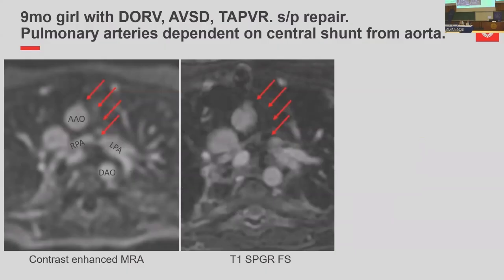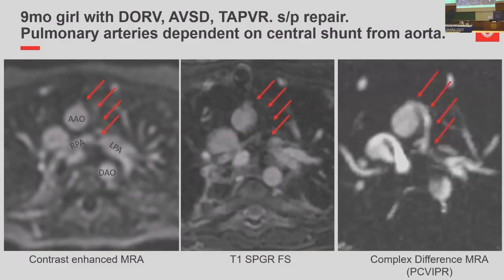This is the last case. A 9-month-old girl with complex congenital heart disease status post-repair. Her pulmonary arterial blood flow completely relied on a small surgical shunt from the ascending aorta to the pulmonary arteries. Neither the contrast-enhanced MRA on the left nor the T1 FATSat were able to show this shunt. This would mean immediate surgery for the patient.